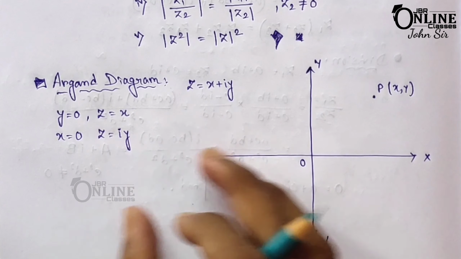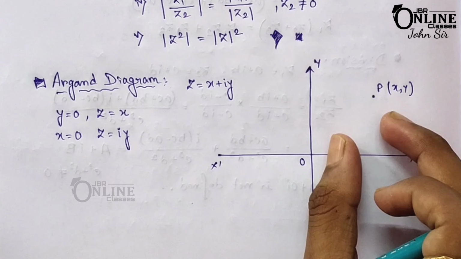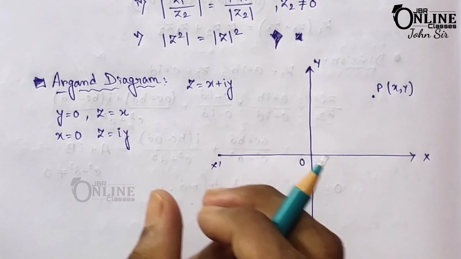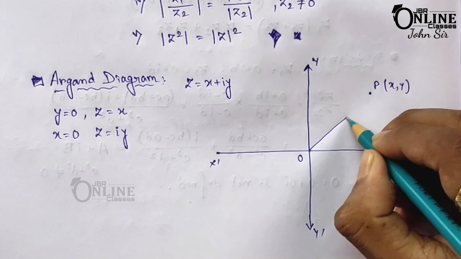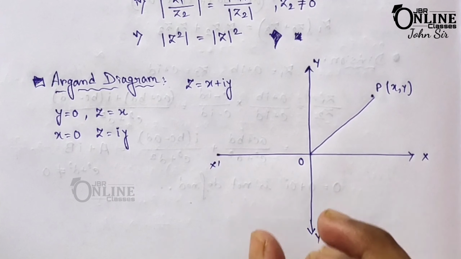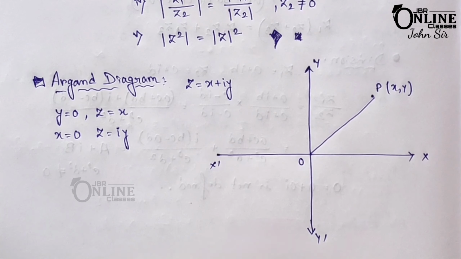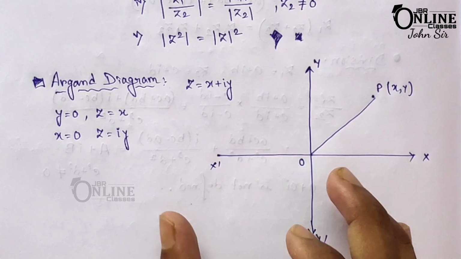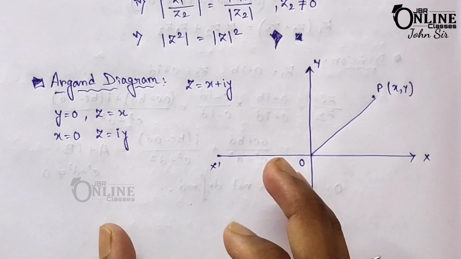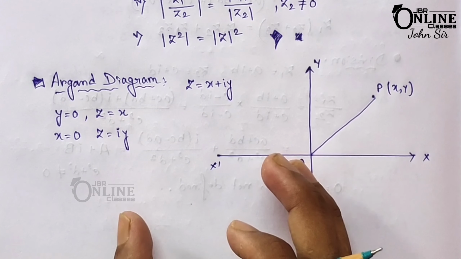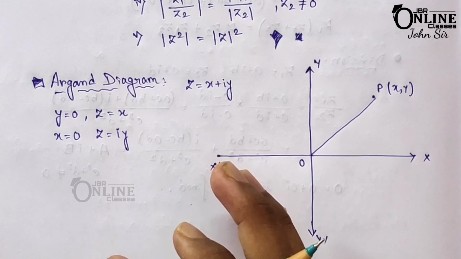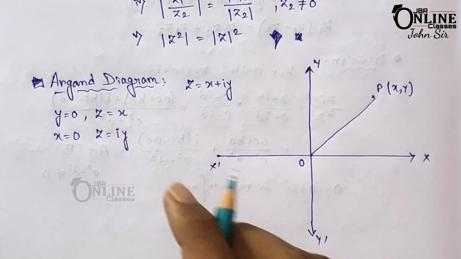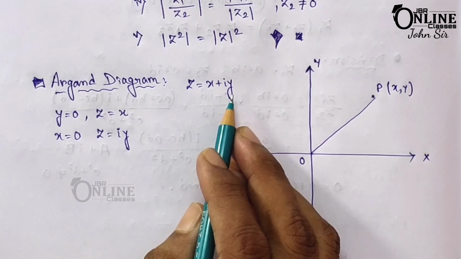So if a point P of the complex plane represents the number z equal to x plus iy, then the directed line segment OP represents z geometrically. Now from that you can easily find the modulus and the amplitude of the complex number. Suppose let r, theta be the polar coordinates of P which represents the complex number z equal to x plus iy.